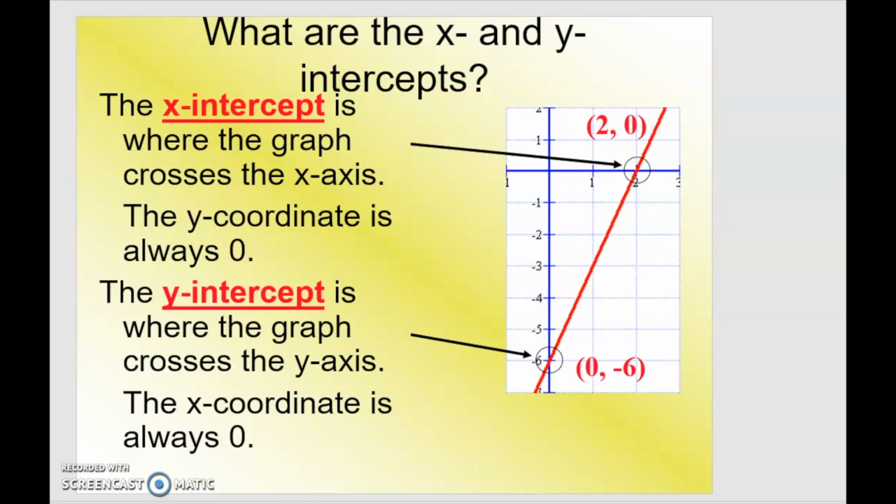When we're looking at our line, there is usually a point where our line crosses the x-axis, and that is called the x-intercept. And then there's also usually a point, and I say usually because some lines are special and don't have both of these points or either of them, where our graph crosses the y-axis, and that is called the y-intercept.